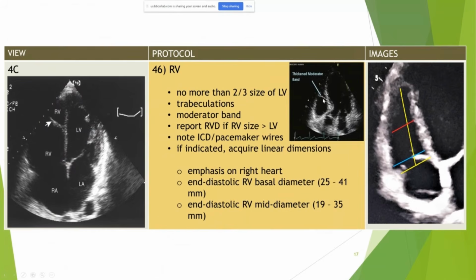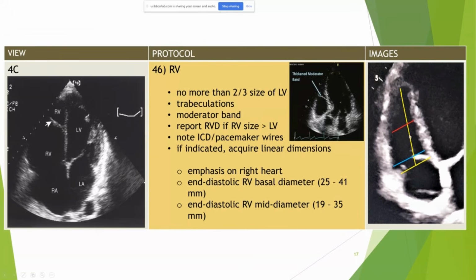So what a moderator band is, it's a thick echo-dense band that runs across the right ventricular cavity. And it connects the lower interventricular septum over all the way to an anterior papillary muscle. So it'll always look like this. I don't want you to think something is wrong. It's a moderator band. It's normally going to be on the right side. I have personally never seen it on the left side.